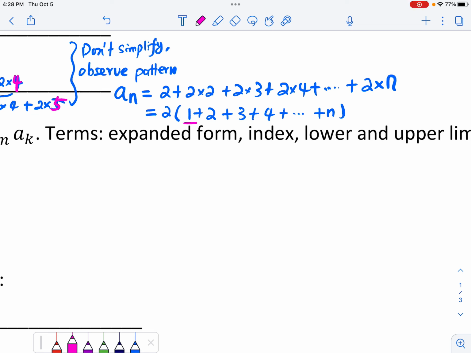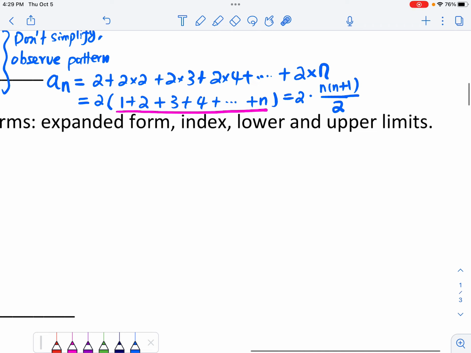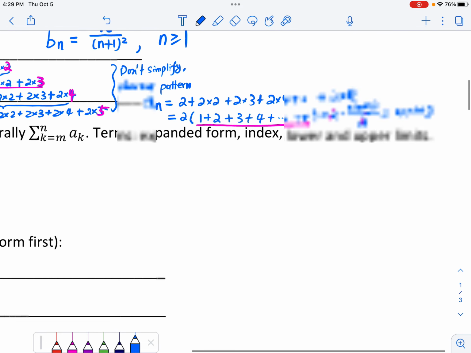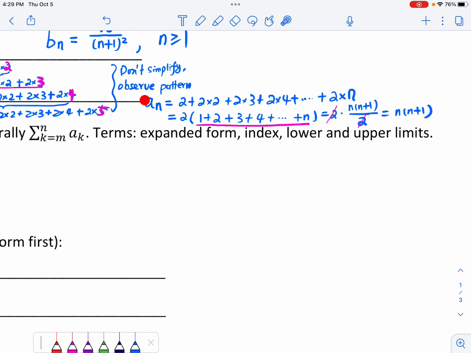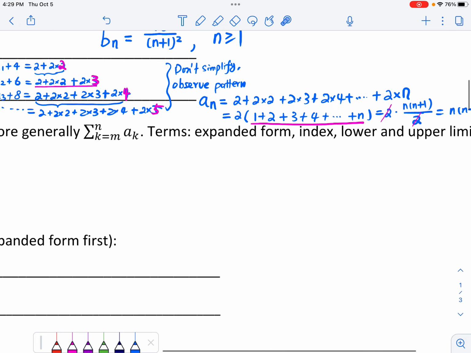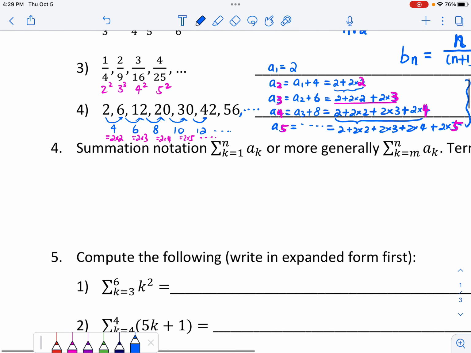Fortunately, we have a formula for 1 plus 2 plus 3 plus 4 all the way up to n. This is equal to n times n plus 1 over 2. In the future, we'll prove this result. Then we will cancel the 2, and therefore this is n times n plus 1. So do you see that we found an explicit formula for An, which is n times n plus 1? I'm going to write it here: An equals n times n plus 1.